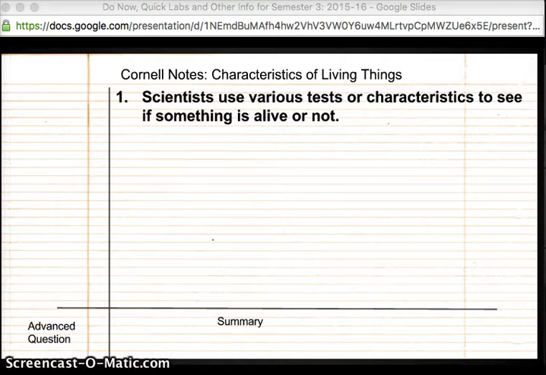So for number one, scientists use various tests or look-fors or characteristics, as is known, to see if something is alive or not. And there's more than the ones that are mentioned in today's notes, but today's notes are the major ones you need to remember for the next test. Go ahead and think up a question for number one. You could write something such as, how do scientists know if something is alive? Or how do scientists know if something is not alive?